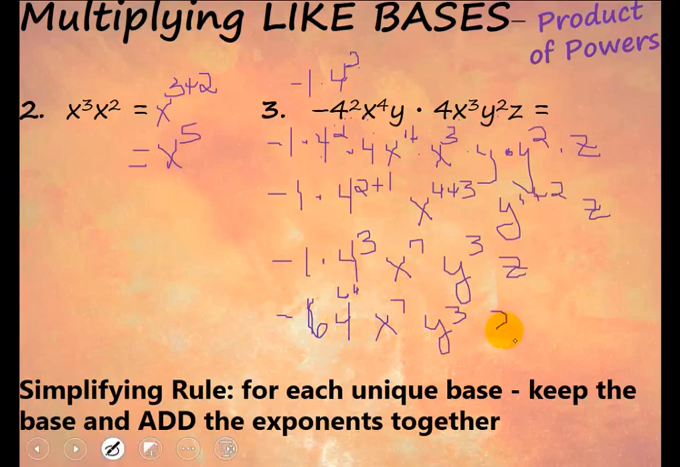So go ahead and answer the video question and come back for the next slide. Remember that the simplifying rule is for each unique base, you keep that base and add the exponents together. I don't say that because I have an x here and an x here, I have two of them. I have x to the 4th times x cubed. So that's just x to the 4 plus 3, or x to the 7th.